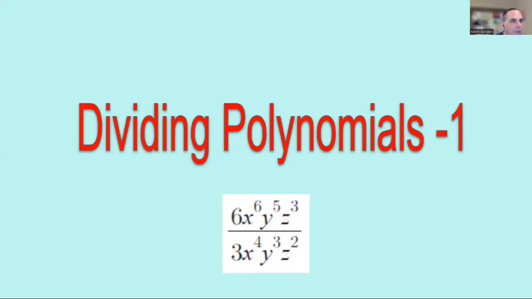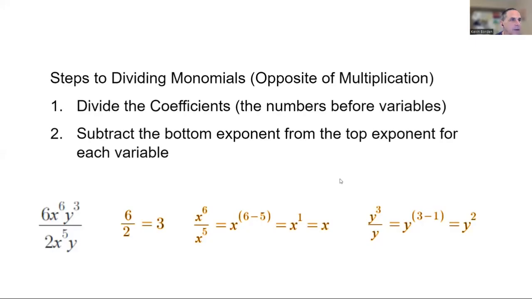In this video, I'm going to review the basics of dividing polynomials, focusing on dividing monomials. For example, the problem that's shown at the bottom of the screen right now. That looks pretty nasty, but when you understand how to do it, they're really pretty simple. Let's take a look at the steps to dividing monomials. It's basically the opposite of multiplication. So when we multiplied monomials, we multiplied the coefficients and we added the exponents of the variables.